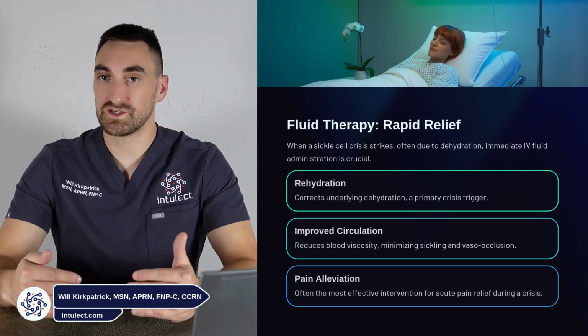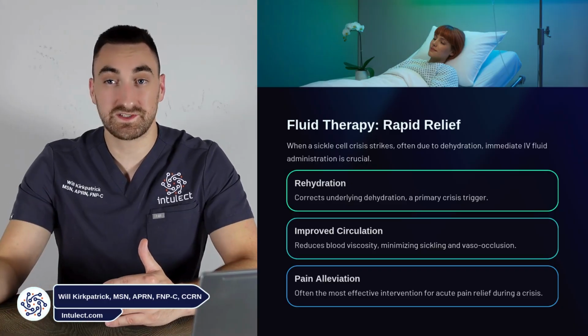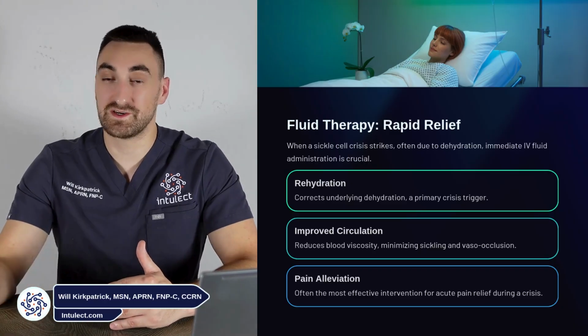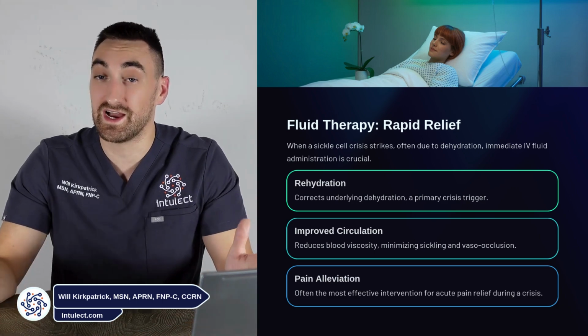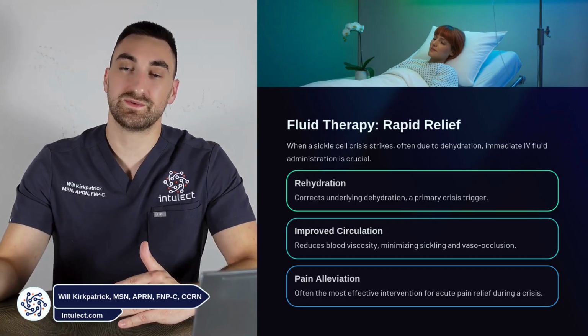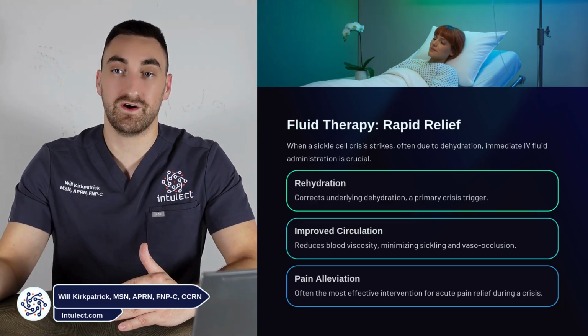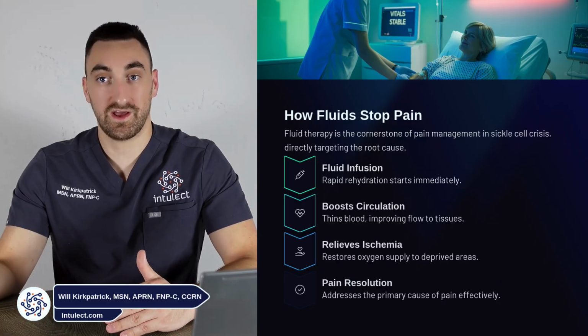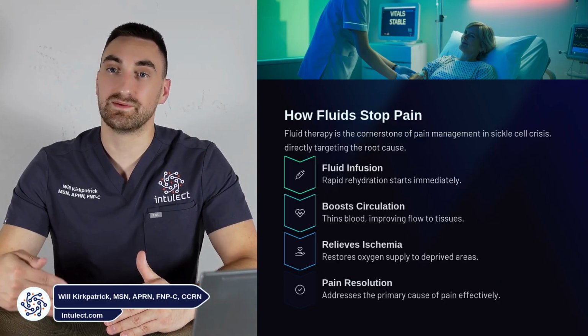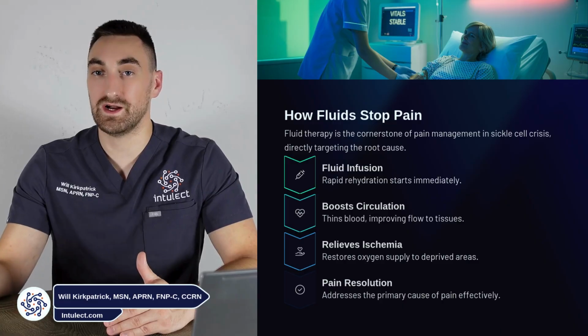So if a sickle cell crisis happens, let's say the patient comes into the hospital and they have increased pain, have sickle cell crisis going on, it's because maybe they're dehydrated. So one of those big management key factors that we need to focus on is increasing the fluids. Not only will this treat the underlying issue, it actually is the most effective thing for their pain as well.